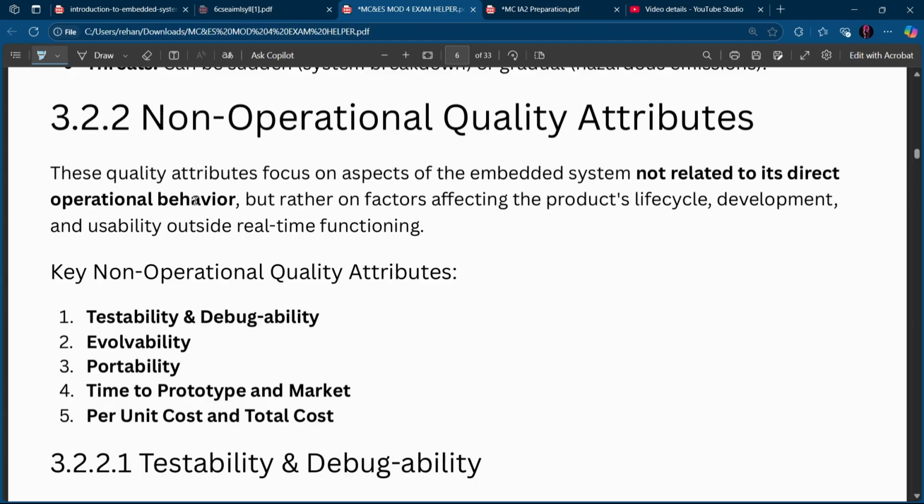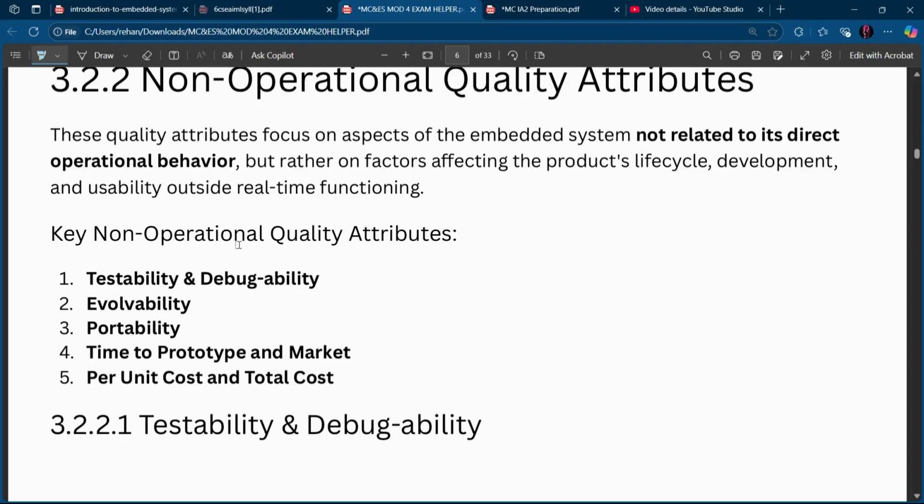So what are the non-operational quality attributes? These quality attributes focus on aspects of the embedded system that are not related to its direct operational behavior. In operational quality, a specific purpose is specified; the system is built for a particular operation and performs particular things. But non-operational quality is not directly related to operational behavior, but rather to factors affecting the product's life cycle, development, and usability outside real-time functioning. It's mostly about production and manufacturing, while the operational quality attributes are mostly based on real-world application. This is for production and marketing things.